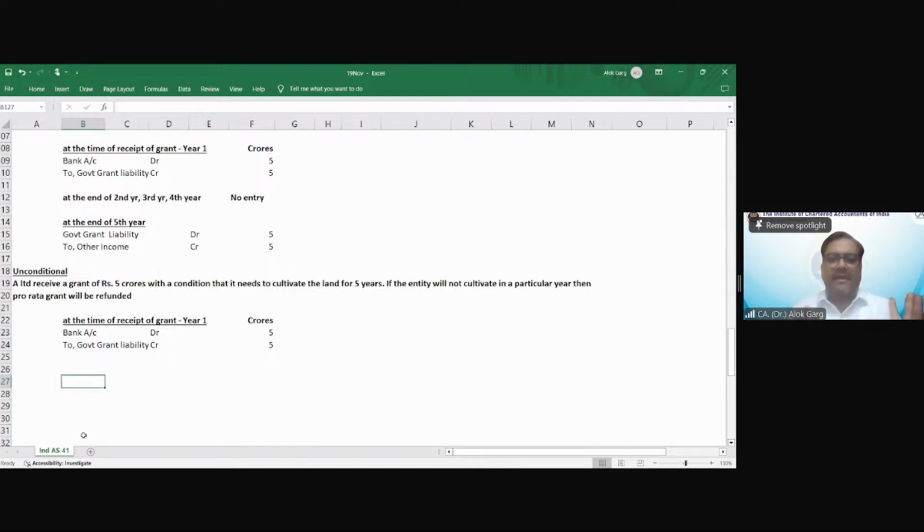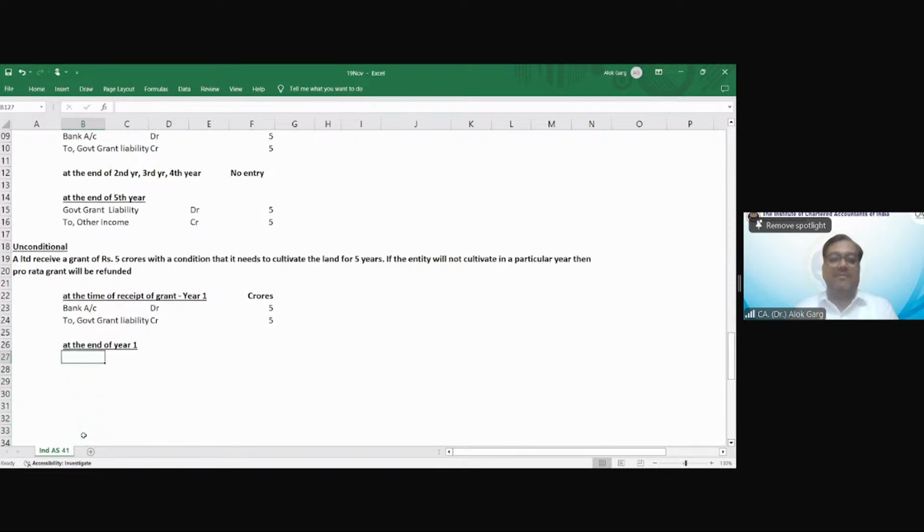This will be the entry on day 1, right? Yes, sir. At the end of year 1, what is the accounting entry? At the end of year 1, the company has cultivated the land. The proportional government grant to other income, one crore. Government grant liability account debit. Why are you debiting this pro rata liability? Because this is not refundable now. Why? Because the government has said, I will only take the refund for the period in which you do not cultivate. So they have already cultivated for the first year, so 5 divided by 5 years. To what? Other income.